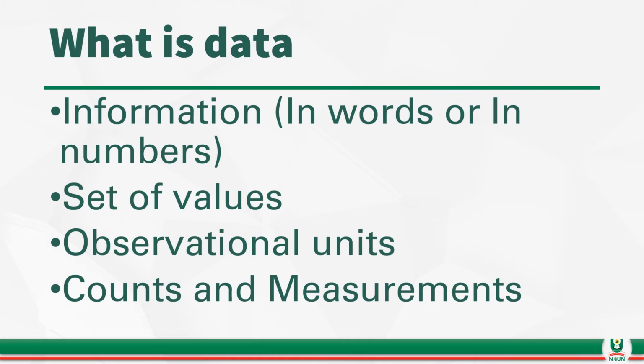So what is data? Data is what we call information, either in form of words or in numbers. It can also be called a set of values, observational units. It can also be counts. It can also be measurements, like when you measure blood pressure, when you measure temperature. They are all values that you get. So such values are information that tells you something. That is what is called data.